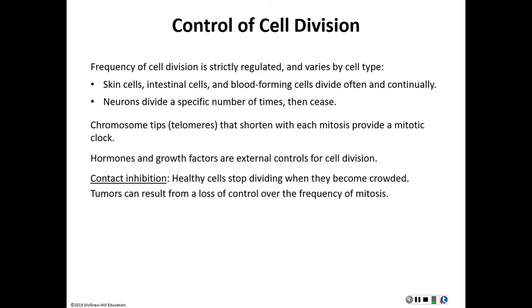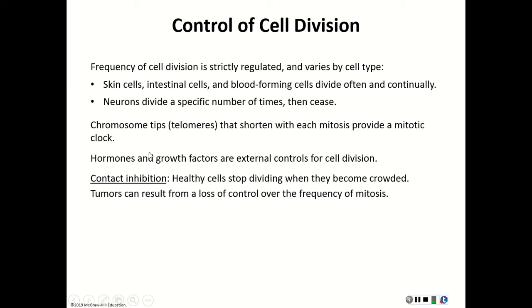And each cell has a timetable, so it knows how many times it can divide, and it uses the chromosome tips known as telomeres. Each time the cell divides, a part of this telomere is lost. So when the telomere shortens, that's when the cell knows that it is too old of a cell and it needs to go through apoptosis.